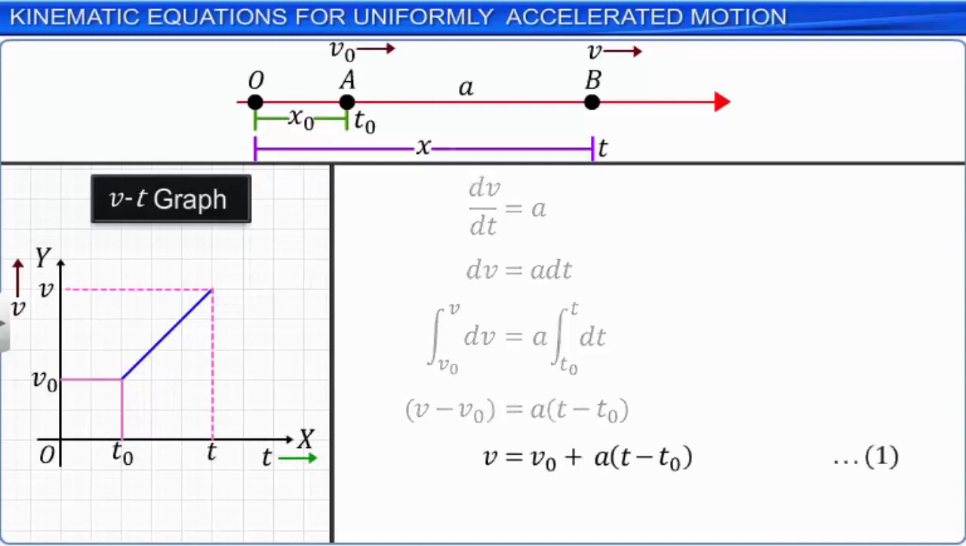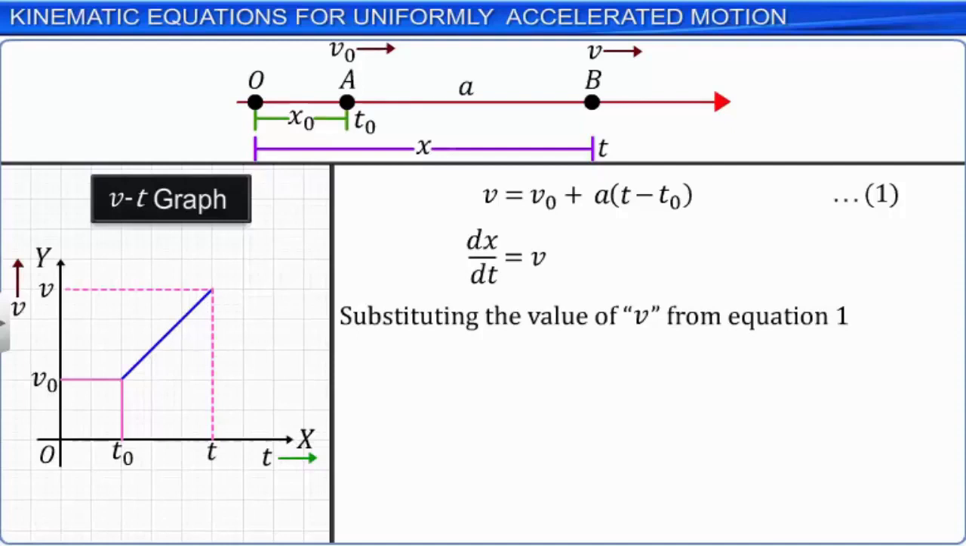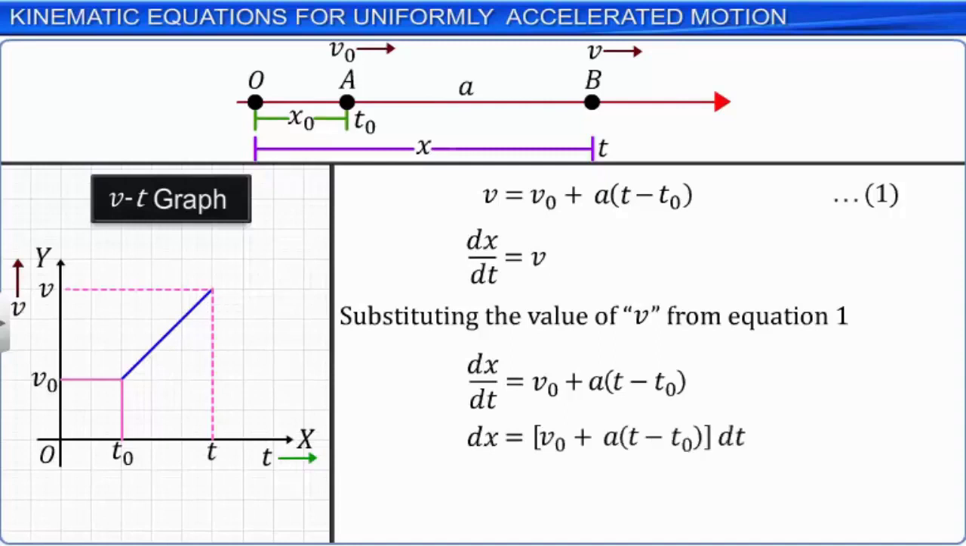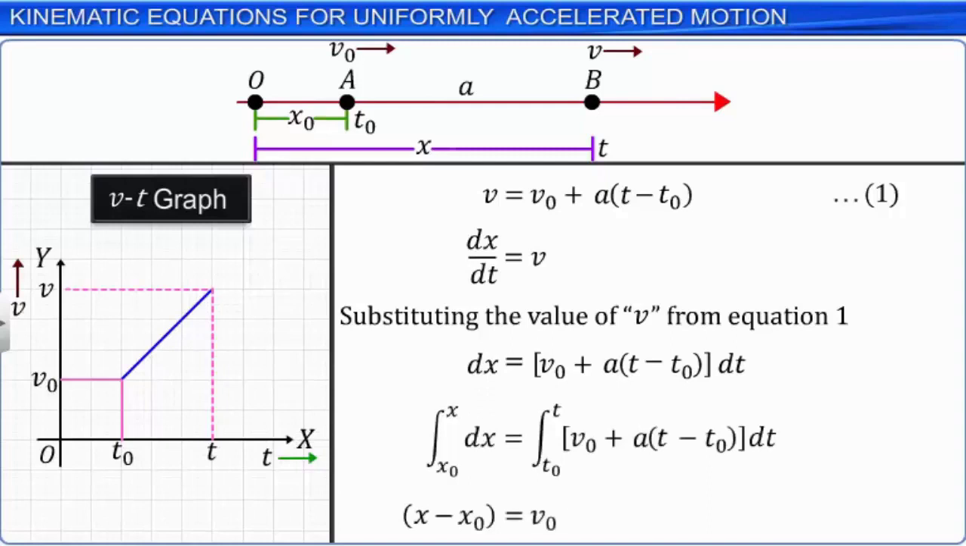Substituting this value in equation 1, we get dx/dt is equal to v₀ + a(t − t₀). By cross-multiplying, we get dx is equal to [v₀ + a(t − t₀)] dt. Integrating both sides, we get x − x₀ equal to v₀(t − t₀) + ½a(t − t₀)². This is equation 2 of motion.